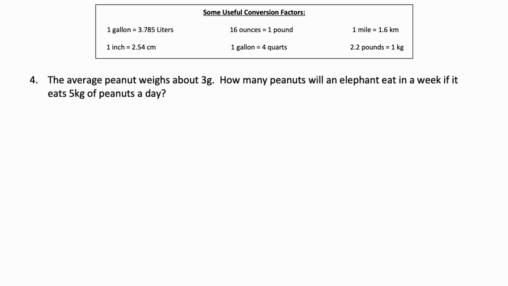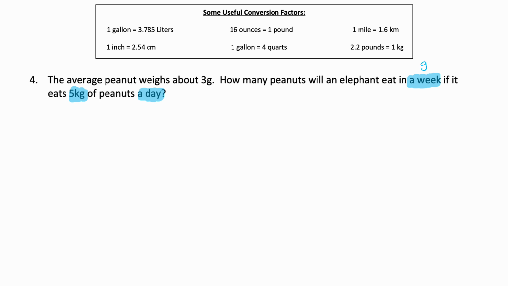All right, the average peanut weighs about 3 grams. How many peanuts will an elephant eat in a week if it eats 5 kilograms of peanuts a day? So in order to solve for this problem, we need to find out how many grams of peanuts an elephant eats in a week. Then when we figure out how many grams of peanuts it eats in a week, we just divide it by 3 grams, and that will give us how many actual peanuts that it eats. So we are given 5 kilograms a day, and we're trying to get to grams a week.